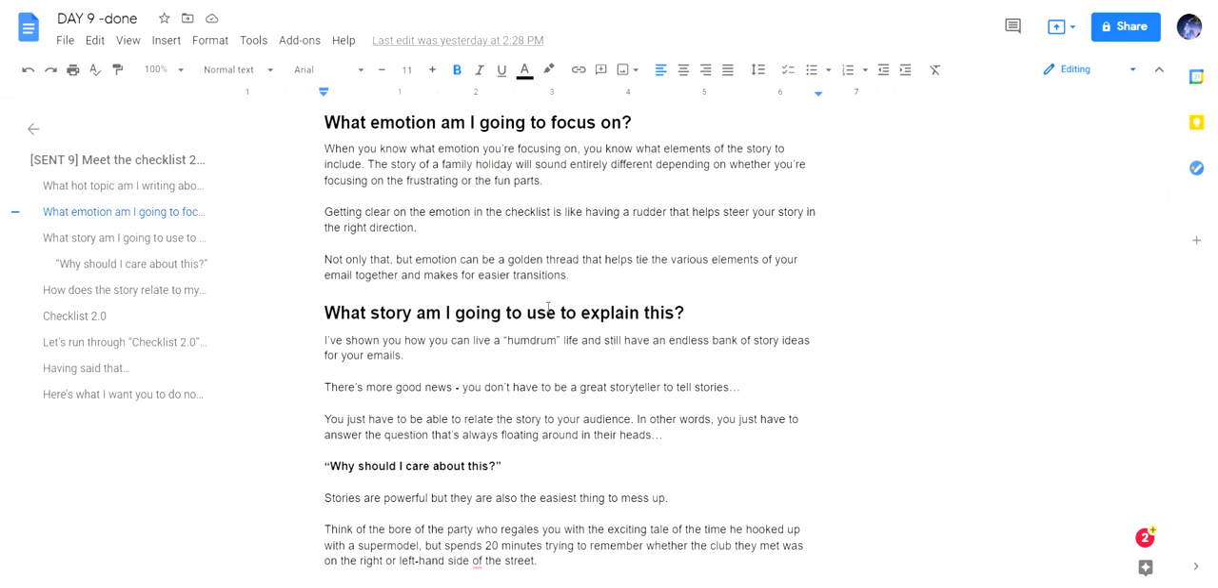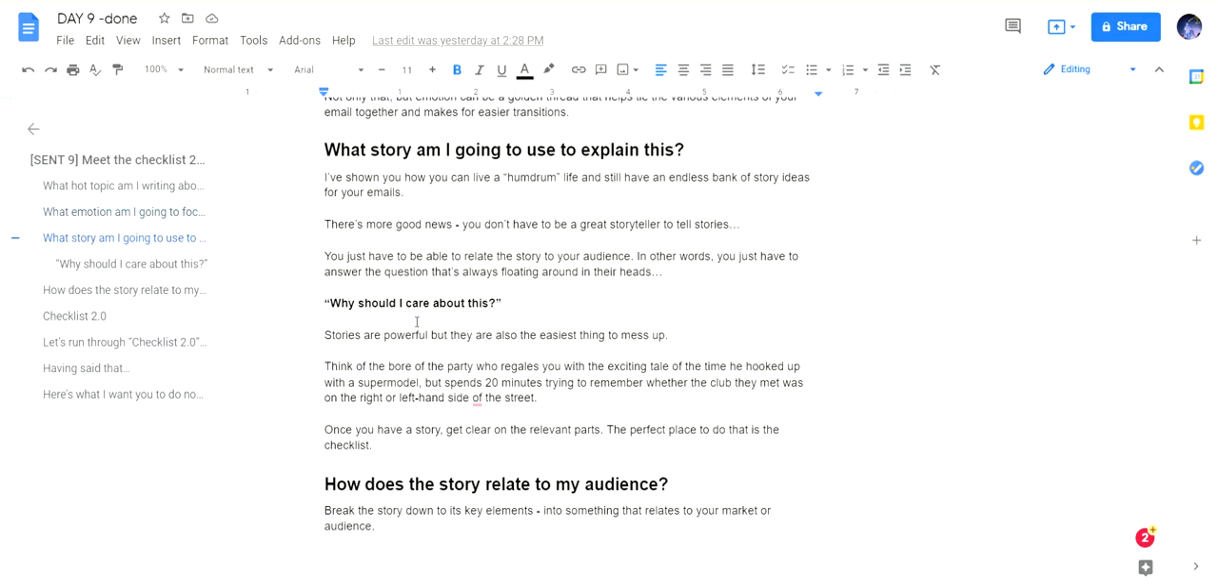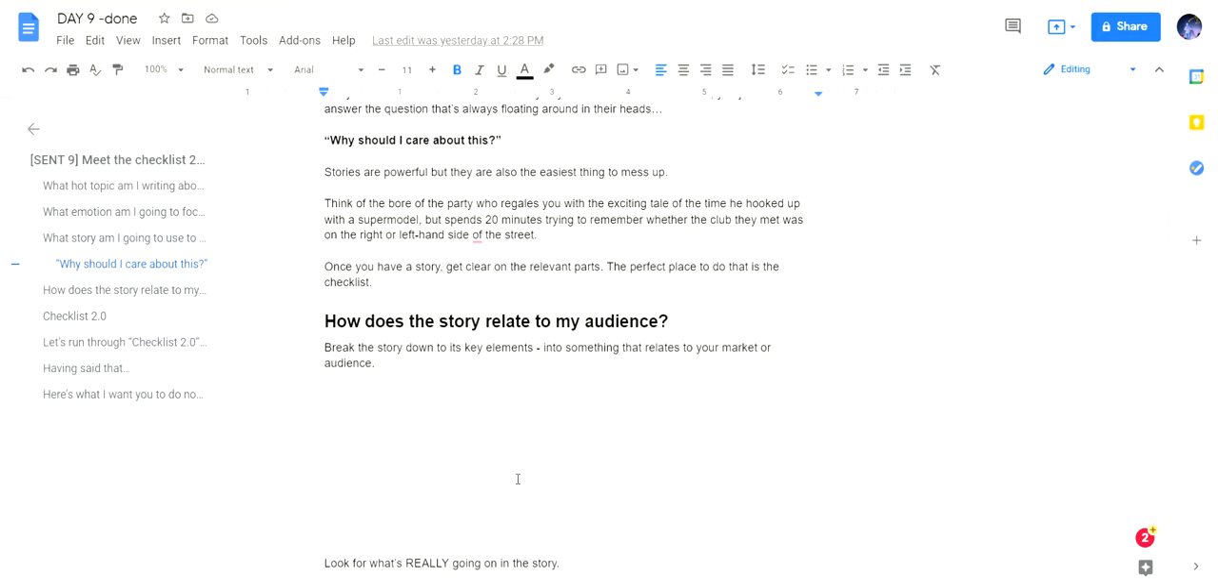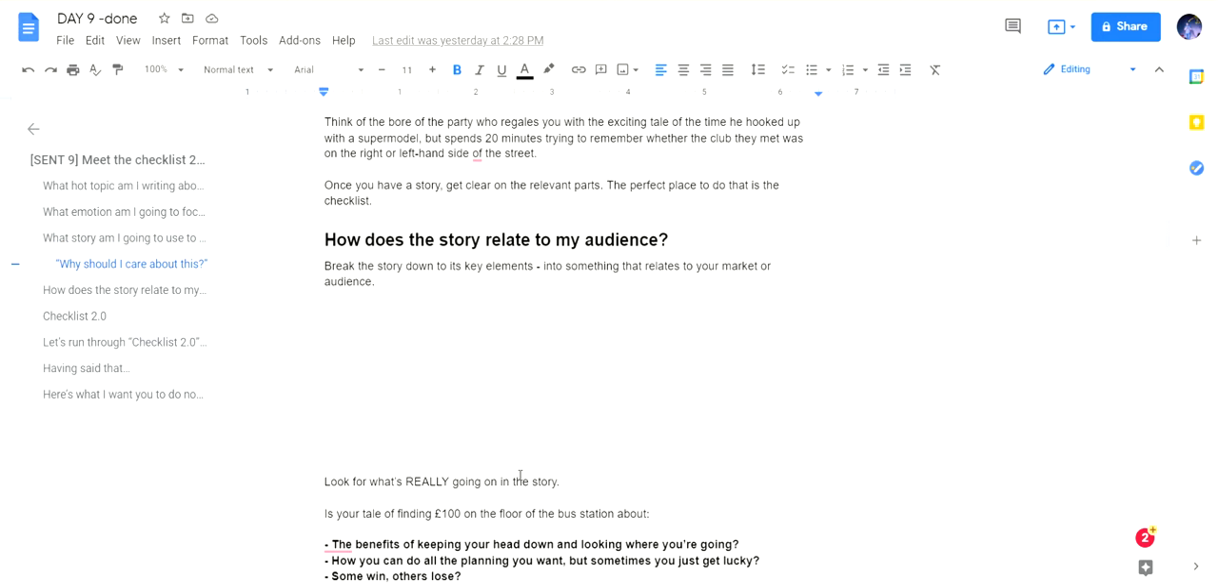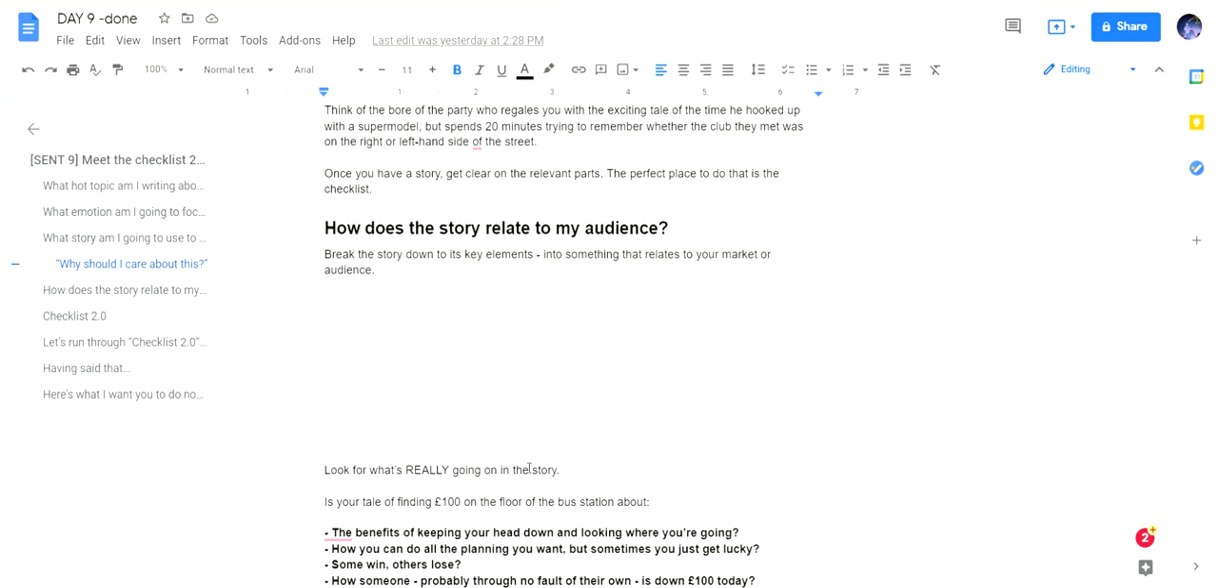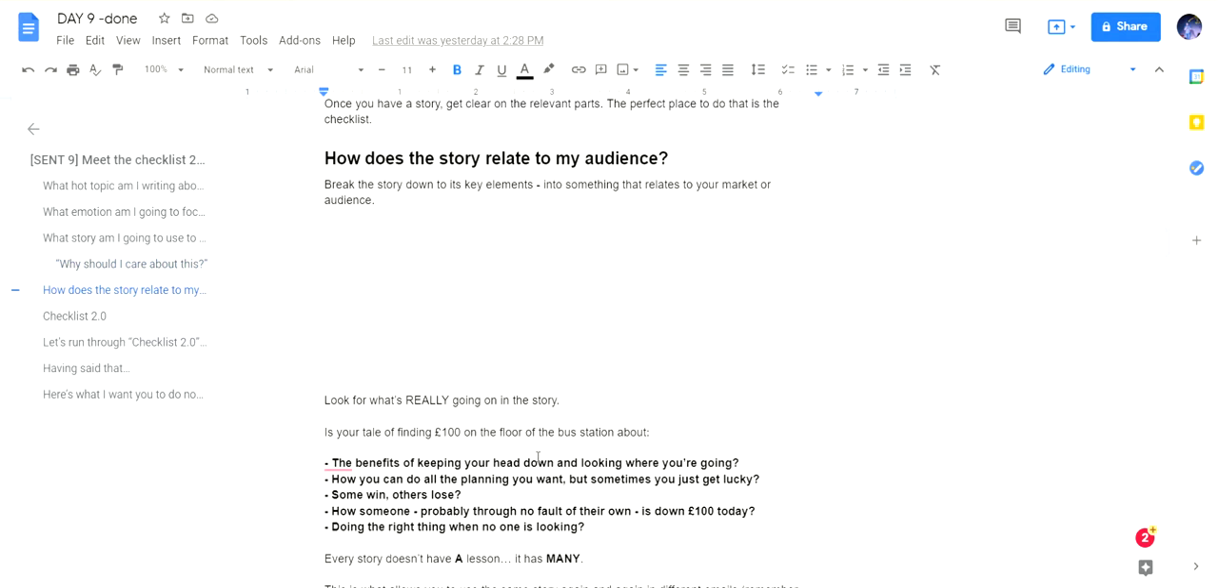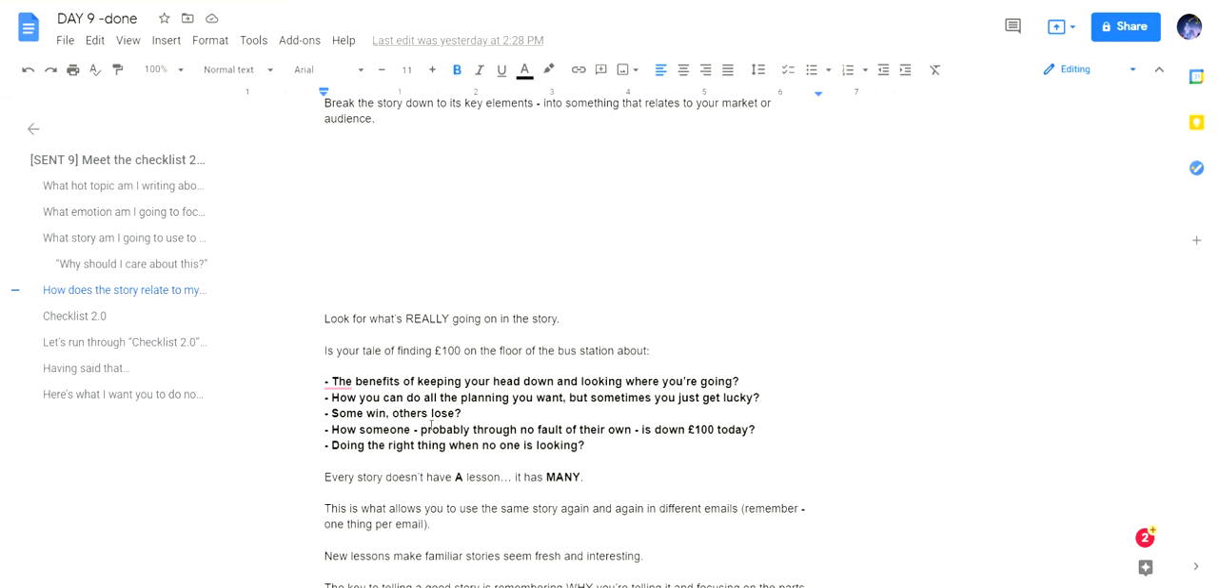But the key thing here as well, and this is why I've added another one in, is remember, how does the story relate to your audience? It's this idea of, what is this really about? What is the key underlying thing here that I can use as a bridge into talking to my audience? And again, a reminder, there is no right or wrong here, or maybe even no better or worse. Because a story, as I say there, if you've got a tale of finding £100 on the floor in the local bus station, it could be about any of those things.